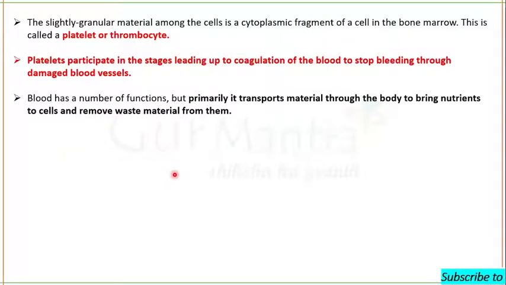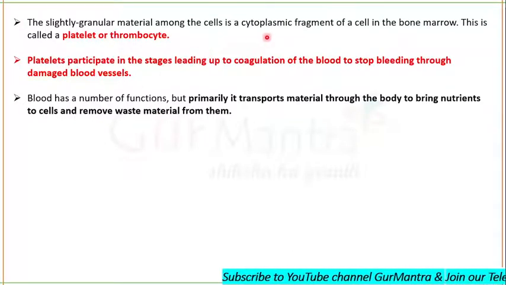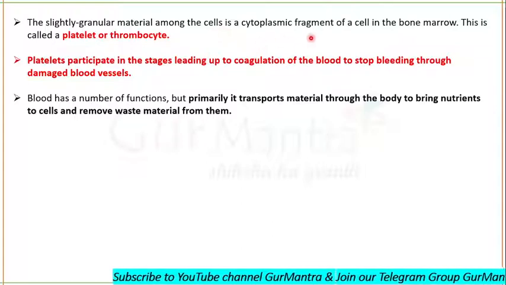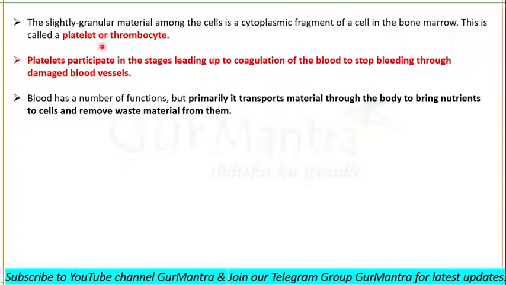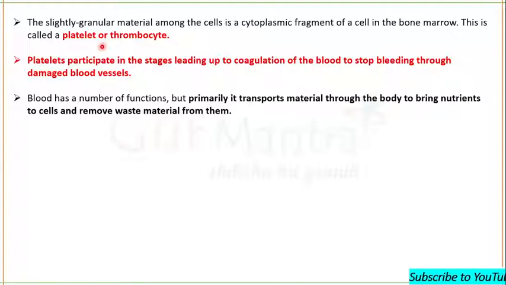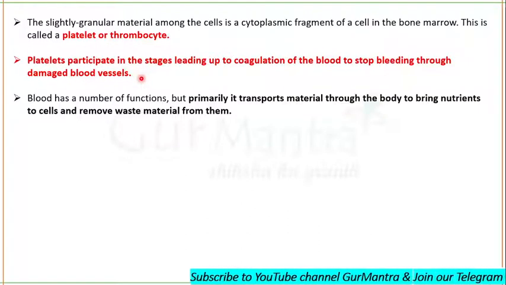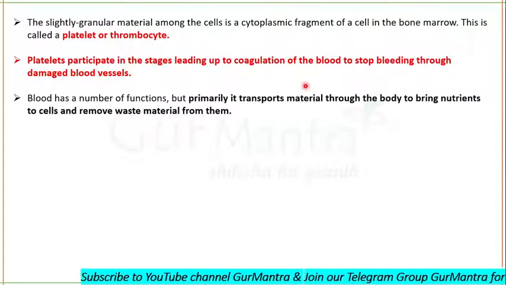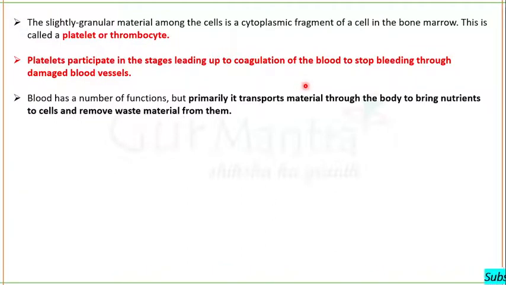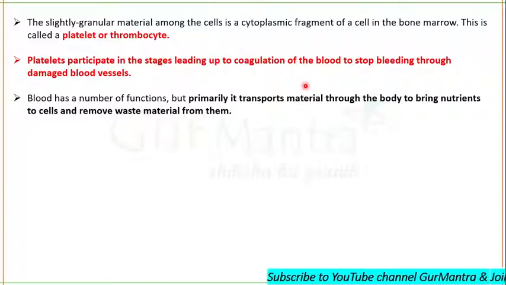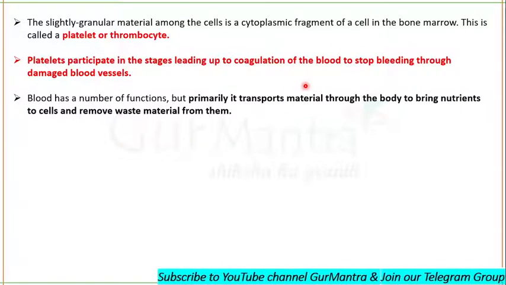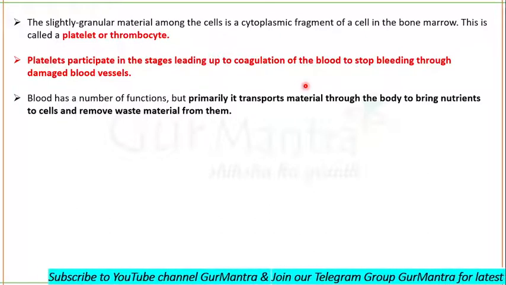Then comes the third one, which is slightly granular. These are called platelets or thrombocytes. What is the function of platelets? They are going to cause the coagulation of blood, to stop bleeding through the damaged blood vessel, because they activate the blood clotting factors, which will then result in the coagulation of blood, and the bleeding will be stopped.